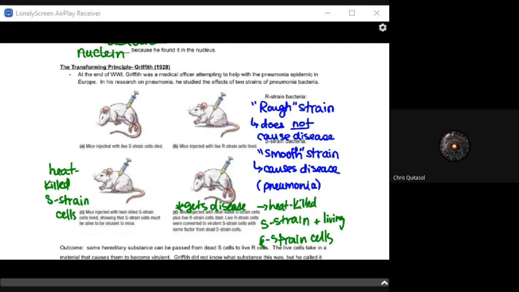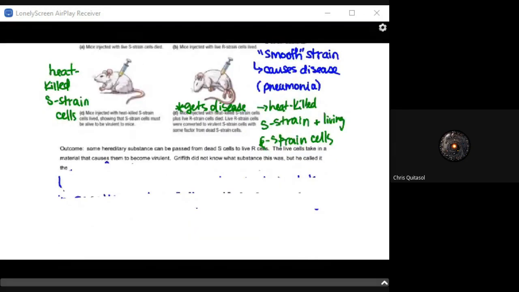At the end of the day, the discovery was that hereditary substances can be passed on from dead cells to live cells. And these live cells can take in that material and effectively become virulent. He did not know what that substance was, but he called it the transforming principle or transforming factor.